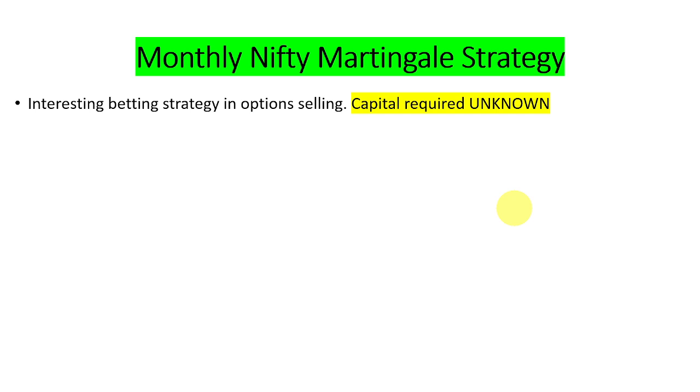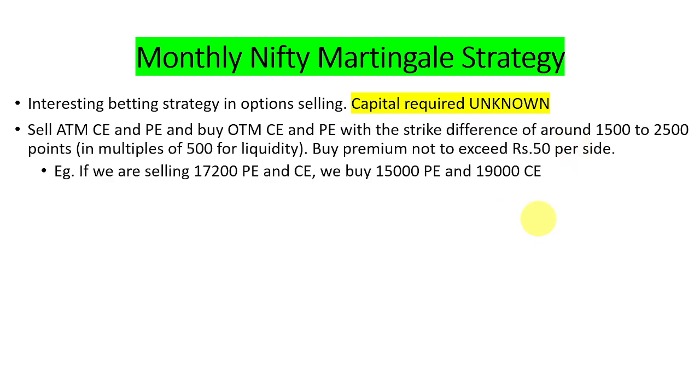I have explained more about that in the previous video, and also in the future slides you'll get to know about this. What we are doing is, as usual, selling our ATM call and put options for the monthly expiry, and we are also buying a hedge at a strike price difference of around 1,500 to 2,500 points. It should be in multiples of 500 for liquidity, because the far away options will not be so liquid. So always buy in multiples of 500.